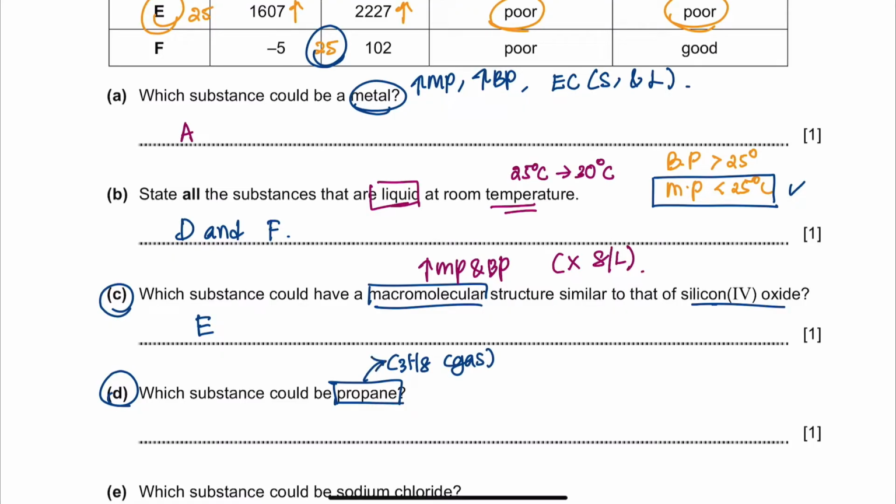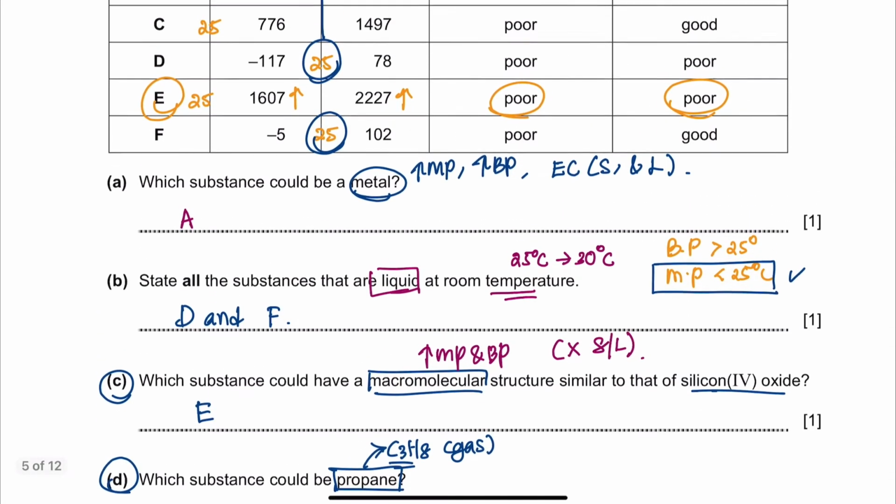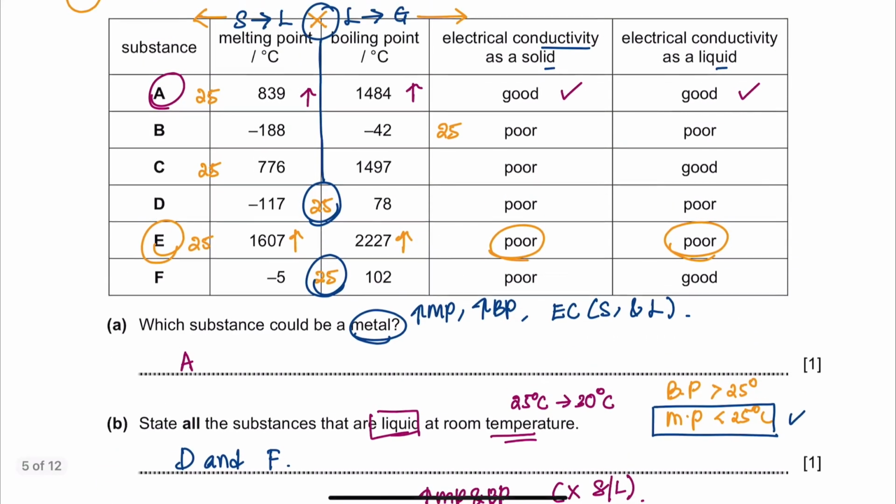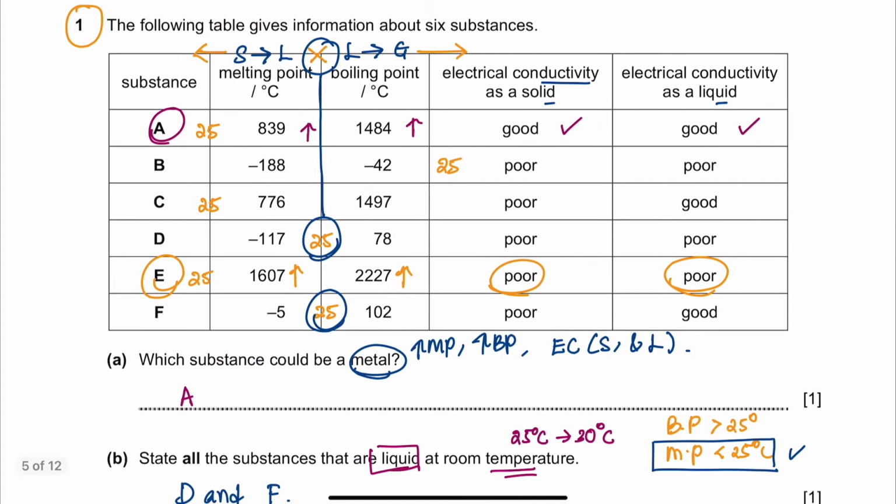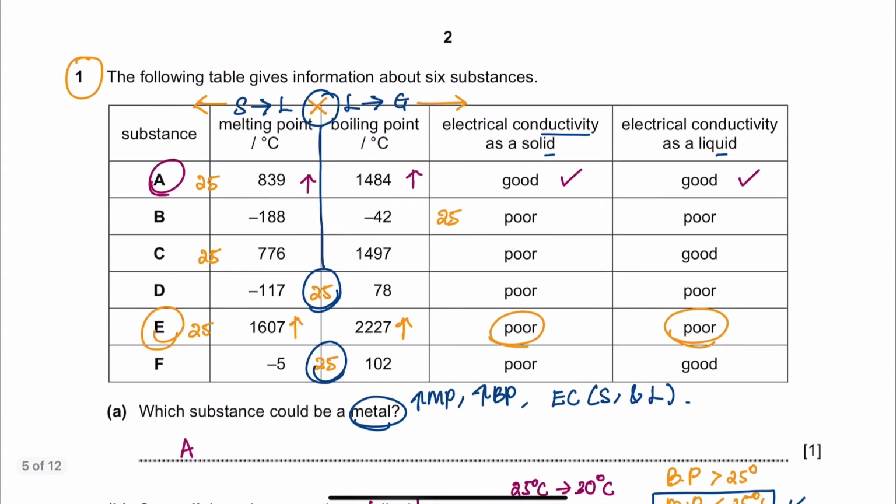As you can see here, it's a 3-carbon alkane and it is a very simple alkane structure. Therefore, it does not require a high melting point or boiling point. Since it is a gas at room temperature, we know that anything which is a gas at room temperature would be placed over here. So the substance could be B.